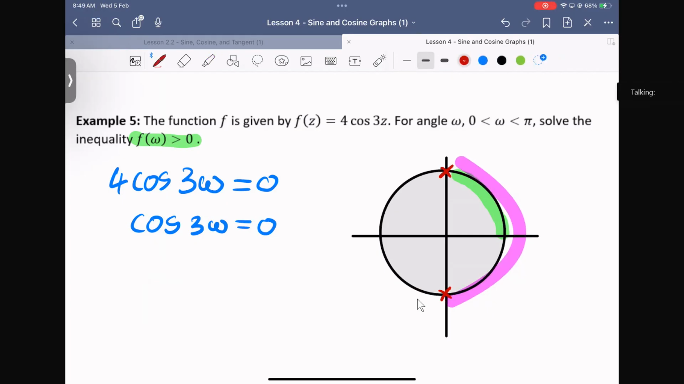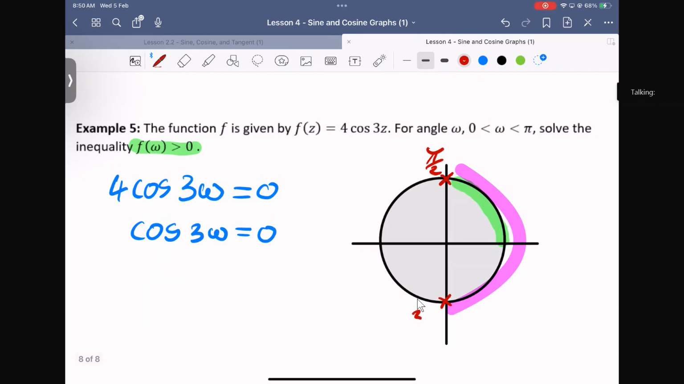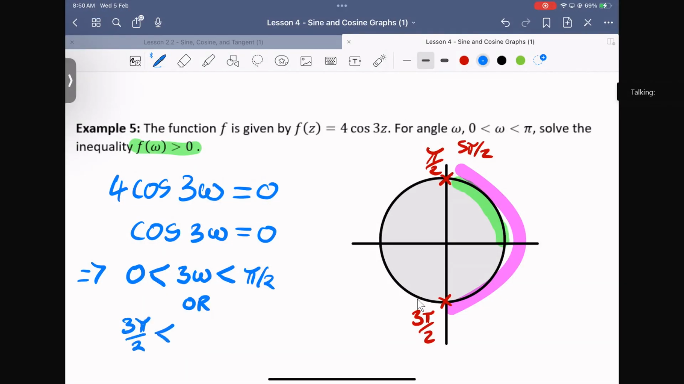So this first angle here is pi over 2. So from 0 to pi over 2, then it's not going to be until we get to 3 pi over 2, and then this is around 4 pi, and this would be 5 pi over 2. So we can put up some inequalities then. This implies that from 0, and we want it greater than 0, so we'll use these inequalities. From 0, 3 omega will be up until we get to pi over 2. Or our next period is going to be from 3 pi over 2, 3 omega, up until we get to 5 pi over 2.